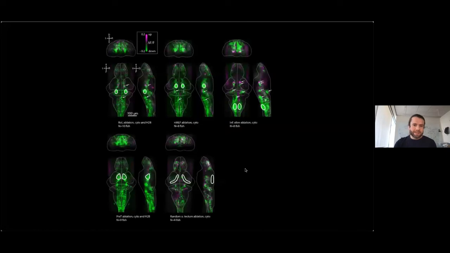You can do that for these different clusters. And in this way, we can start causally interrogating this system.